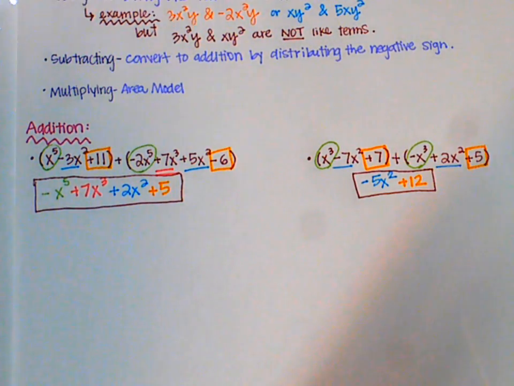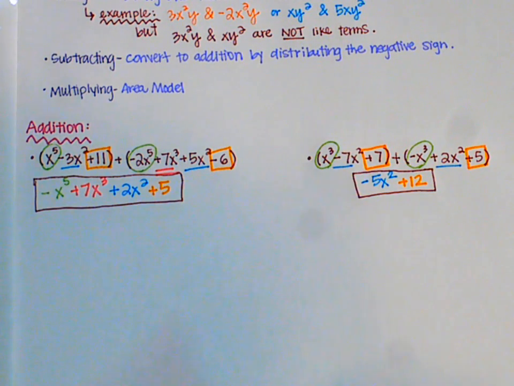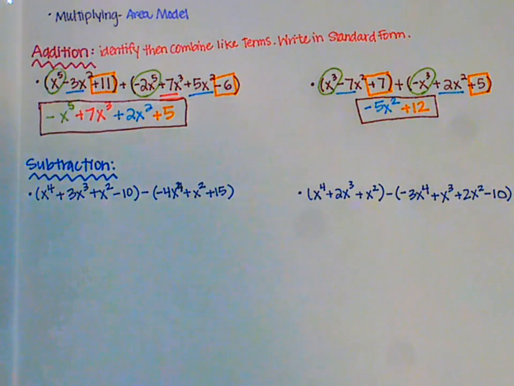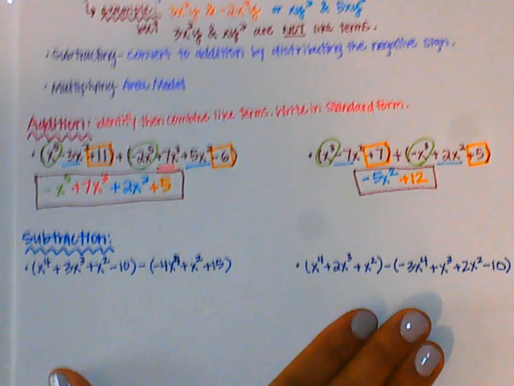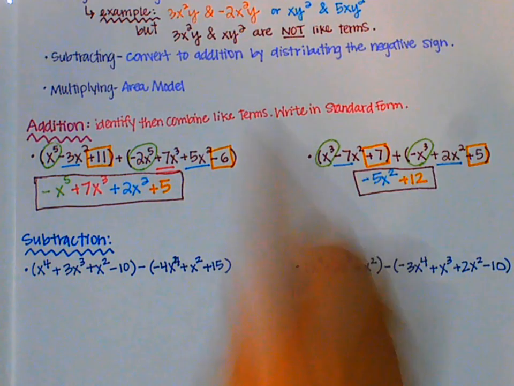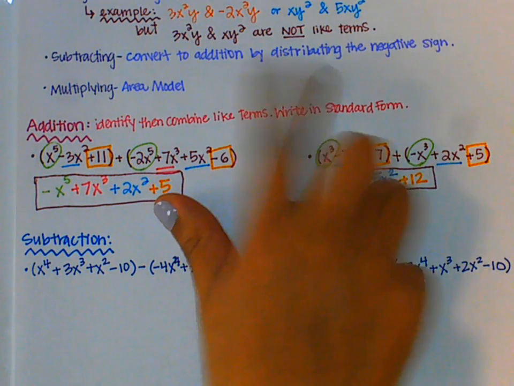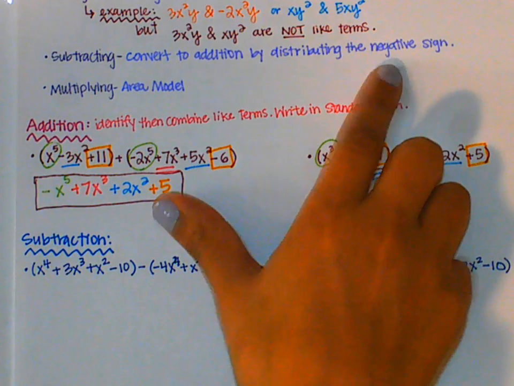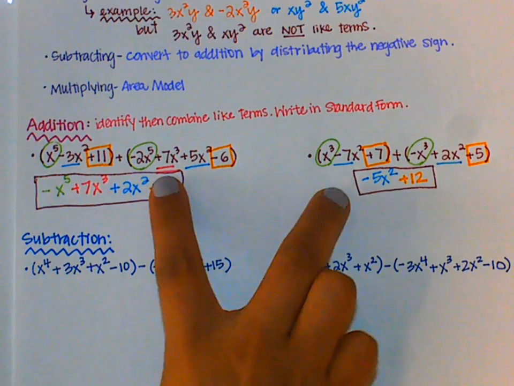And that's it. So remember that when you are adding, you are combining the like terms and writing them in standard form. Okay, so for subtraction, we're going to do something similar. If you remember part of our vocabulary, it said we were going to convert to addition by distributing the negative sign. And then once we have an addition problem, we can just repeat what we did here.